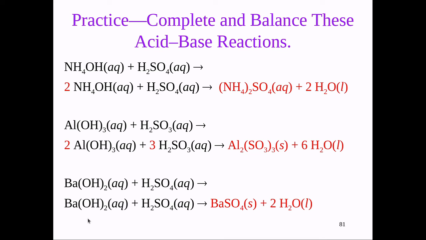And for the last one, we mix barium hydroxide with sulfuric acid. We have 2 hydroxides here and 2 protons here, so we don't have any real balancing issues. And we wind up making barium sulfate and 2 water molecules.